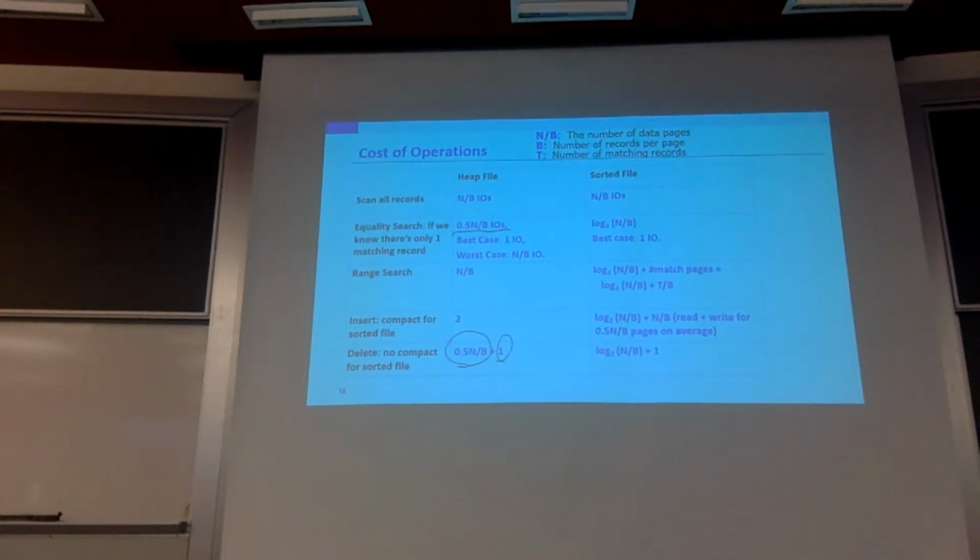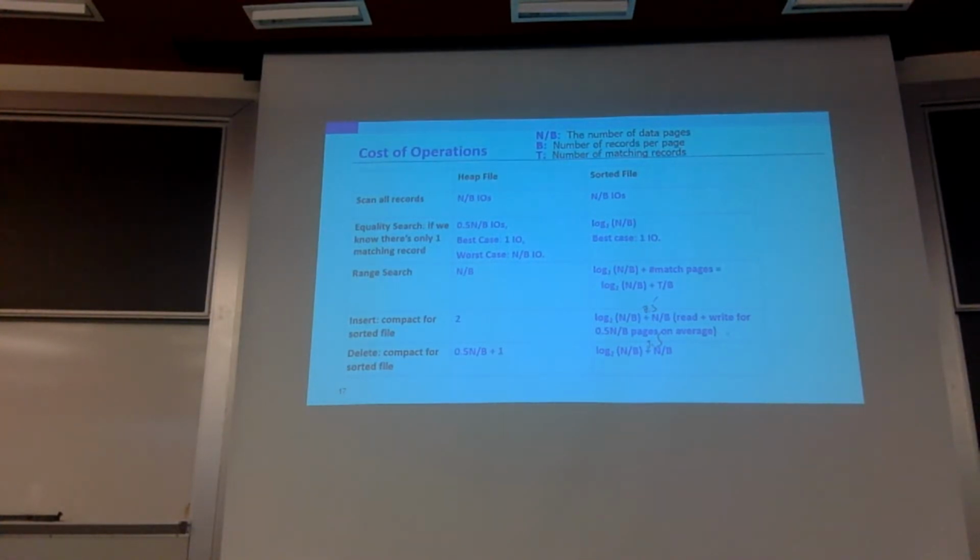For the sorted file, suppose you do not do any compaction. Once you locate that tuple, you just remove it from the page, then write it back. You leave a hole there. So that's why you have a log 2 and b for the search, then 1 for writing the page back. And finally, if you are doing compaction for the sorted file, then it's the same as this one. Once you locate that particular tuple, sorry, this should be 0.5, and this should be 0.5. So on average, you need to move half of your tuples, so you are basically reading and writing half of your pages, right?